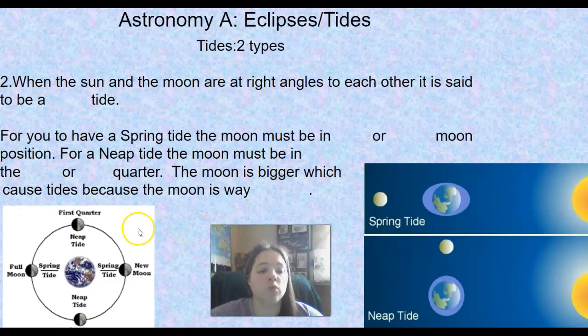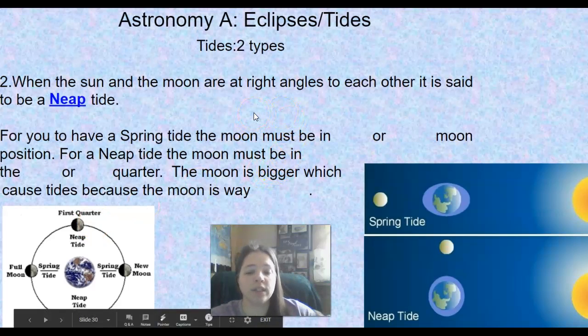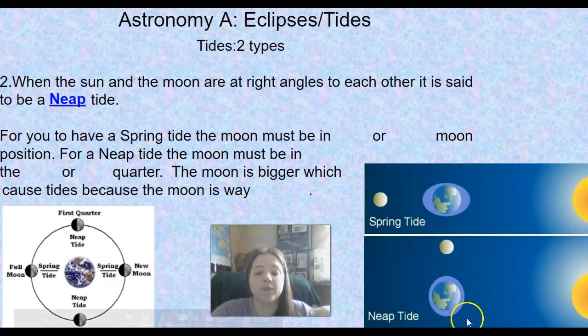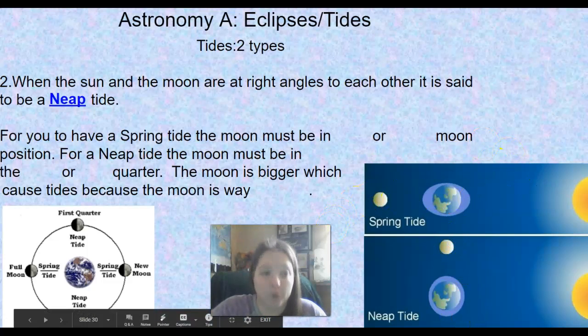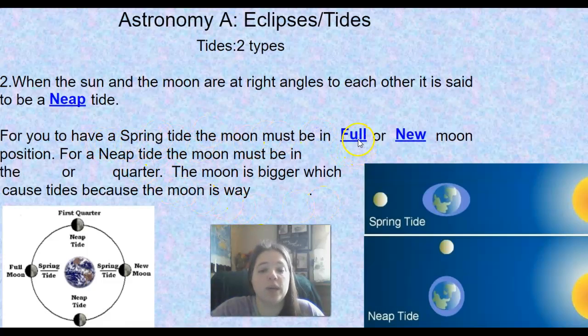When the sun and moon are at right angles, it is said to be a neap tide. So spring tide is when it pulls the most, you get the higher high tides and the lower low tides. Neap tides are when you have the first and third quarter moons. You might want to write that down. So for spring tide, you need to be in the full and new moon. For neap tide, you need to be in the first and third, or last, quarter.